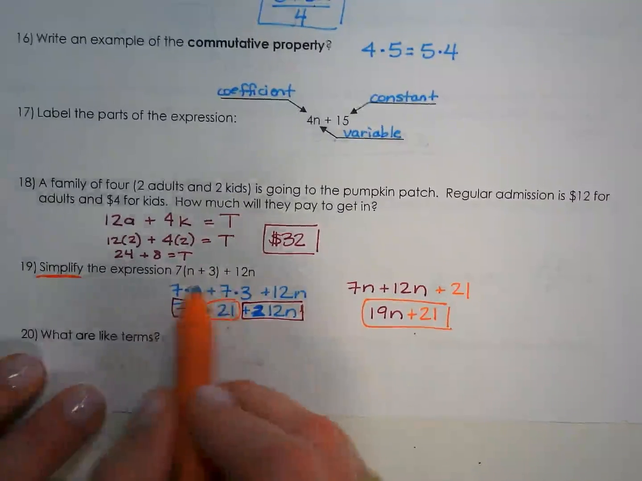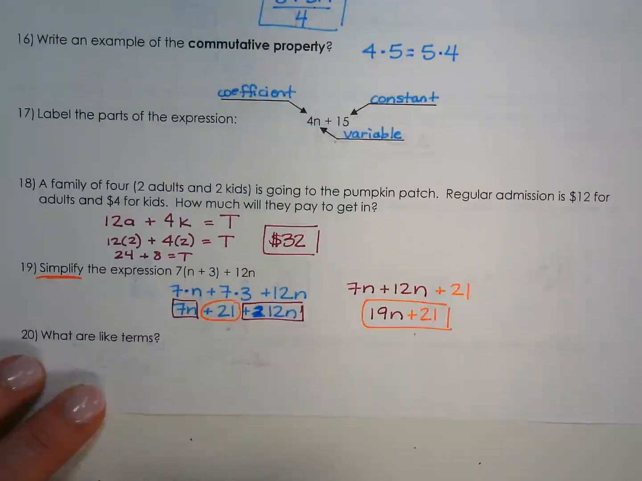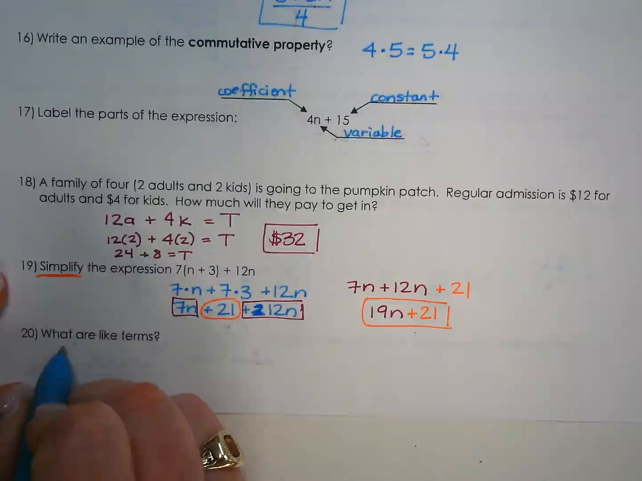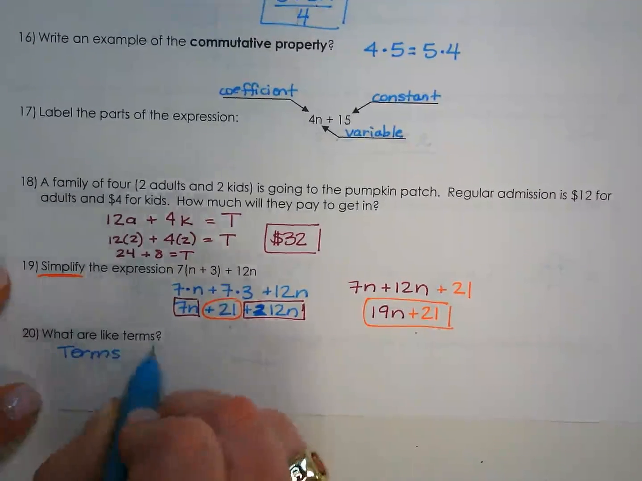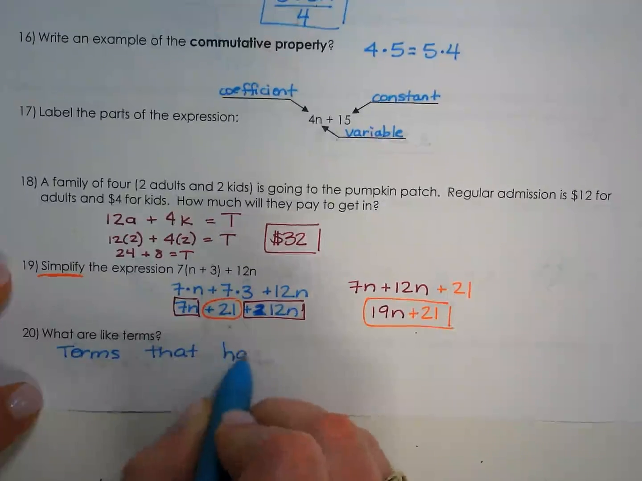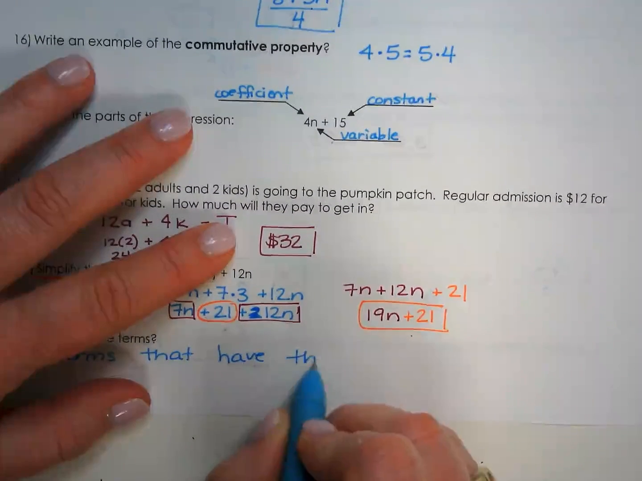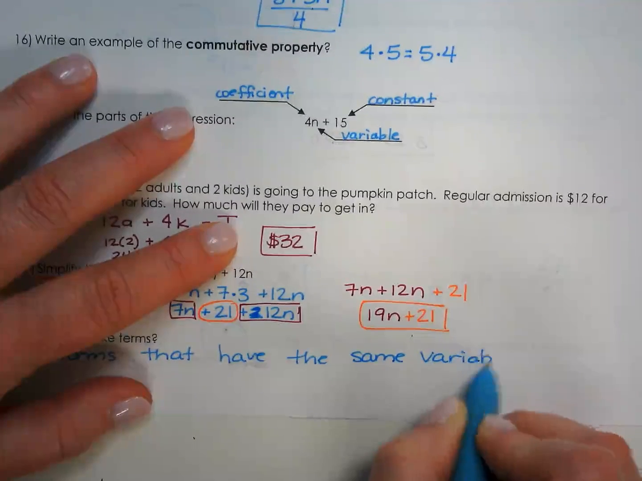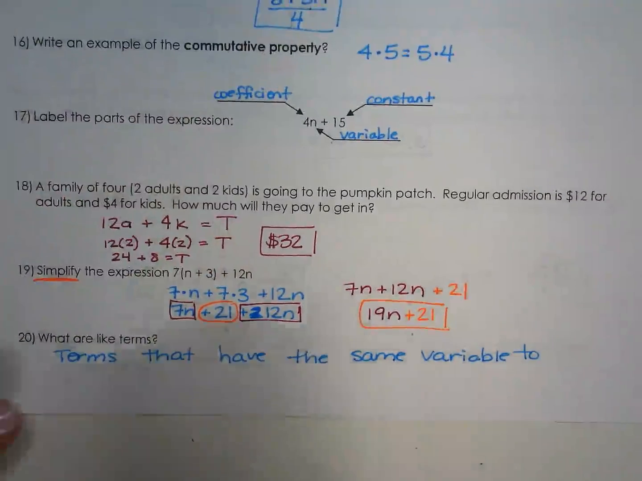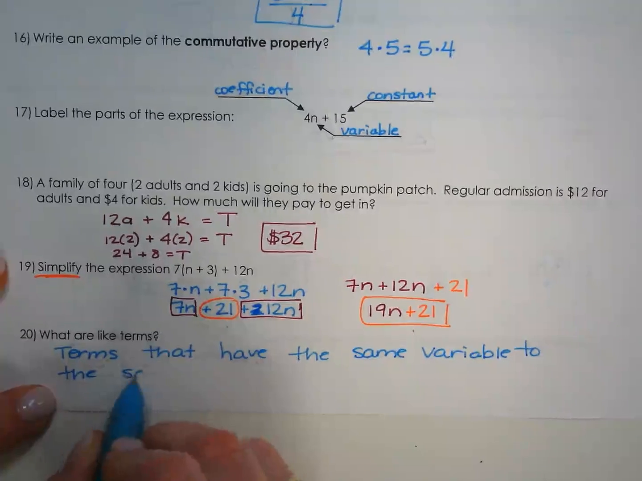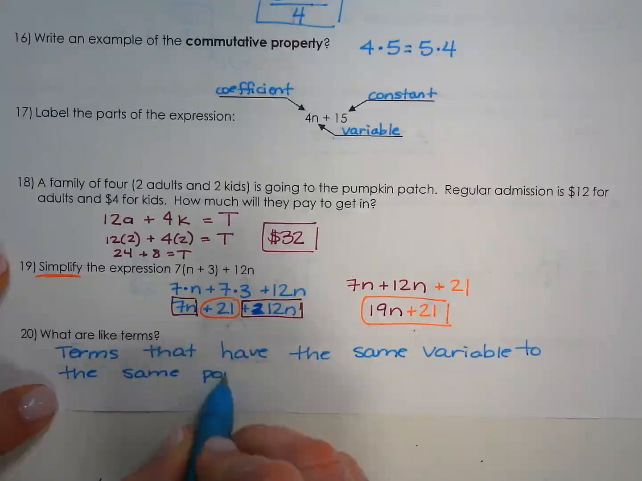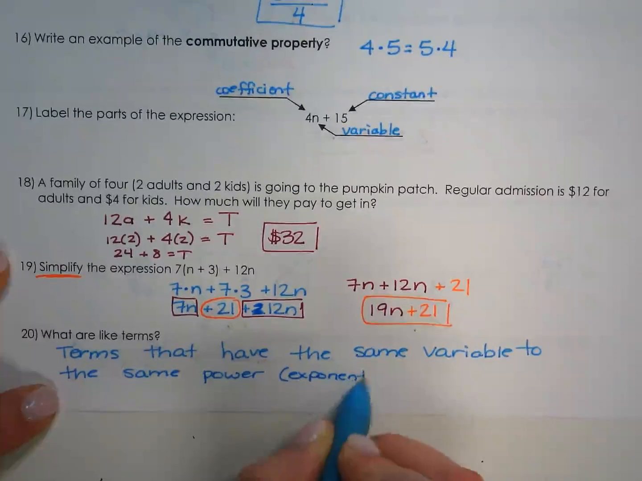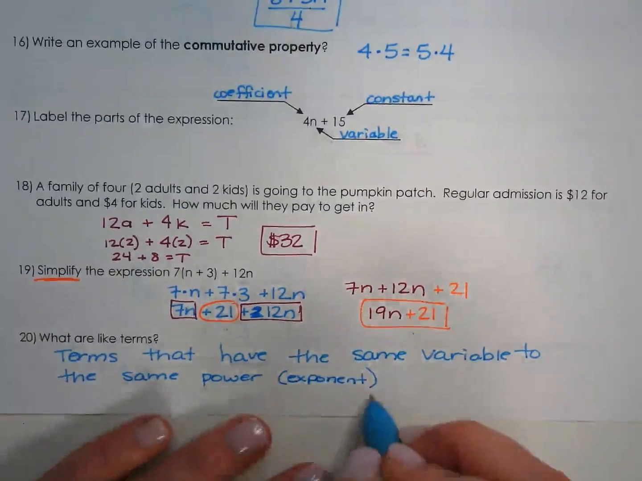Simplify. Make this as simple as possible. And what are like terms? Like terms are terms that have the same variable to the same power or exponent. That is it. They have the same variable to the same exponent.